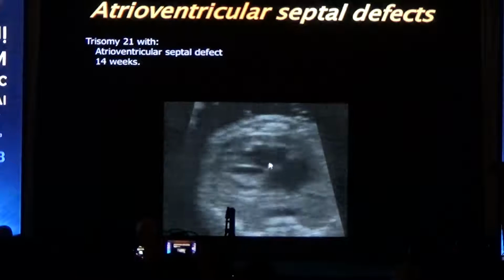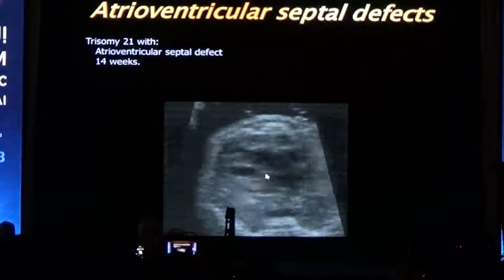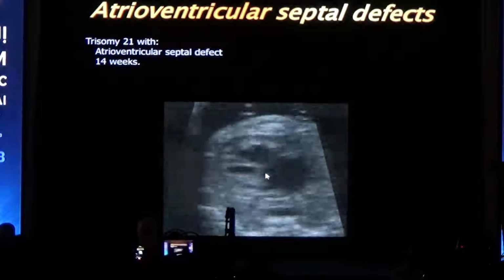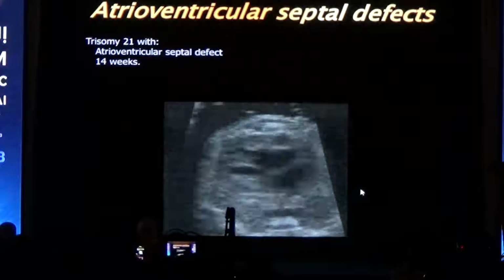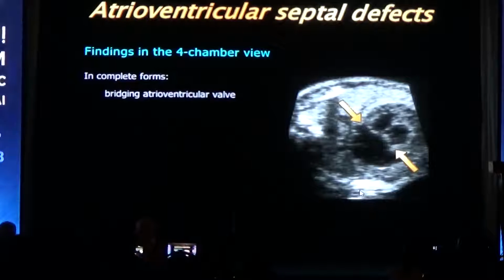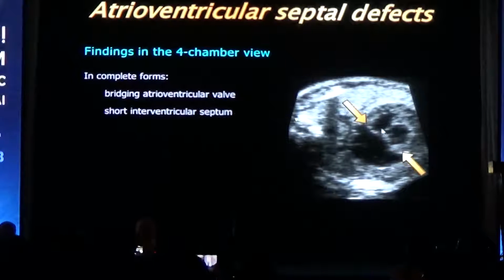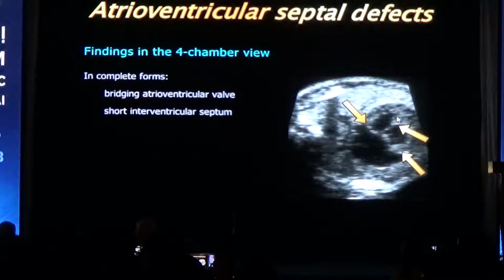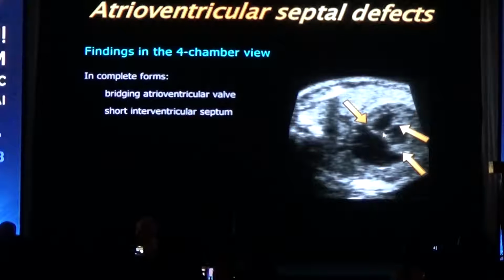You see the big gap at the septum, and you see this large floppy valve that is bridging over the two ventricles. Now, what are the findings in the four-chamber view? In the complete form, you have this bridging AV valve. You have a short interventricular septum, and you see here the chordae tendineae going onto the right side of the septum. So this is Rastelli classification type A.